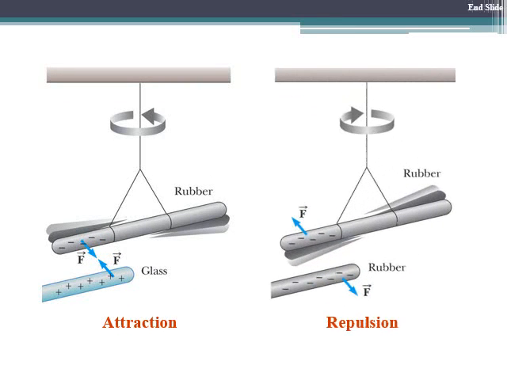All right, this diagram just shows the two different forces between charges. We've got the positive and the negative that always attract, and the negative and negative that always repel.